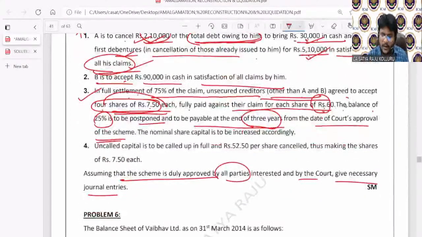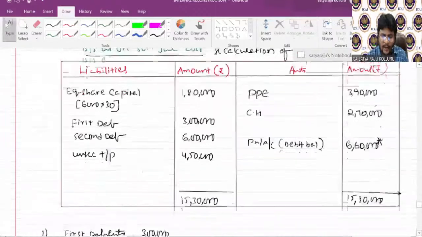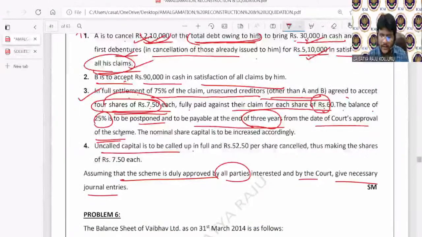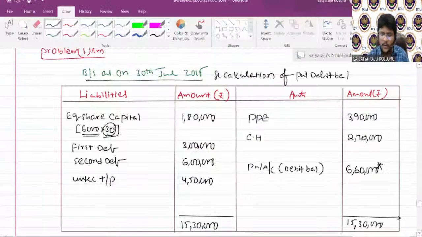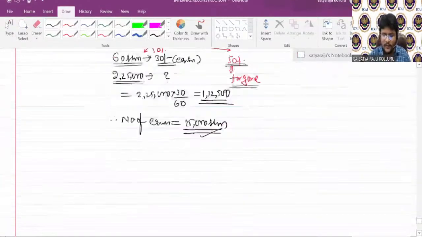Next. Uncalled capital is to be called up. If you observe in our balance sheet, the existing 6,000 shares are partly paid up. The face value per each equity share is 60 rupees. Now it is clearly given that uncalled capital is to be called up in full. Now, if you make the call, what is the journal entry? Can you please tell me, all of you?